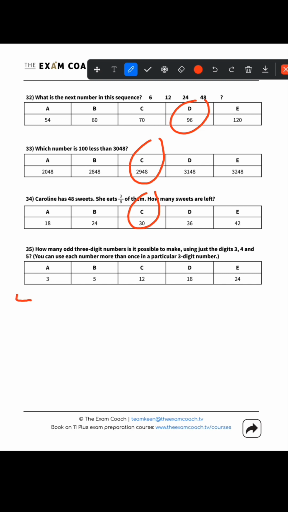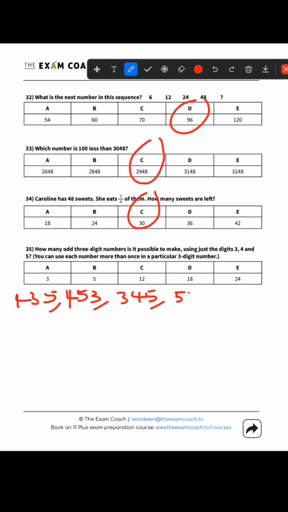So let's start with 4. 4, 3, 5 is odd. 4, 5, 3 is odd. 3, 4, 5 is odd. 5, 4, 3. So now it says you can use each number more than once. So let's start doing that.